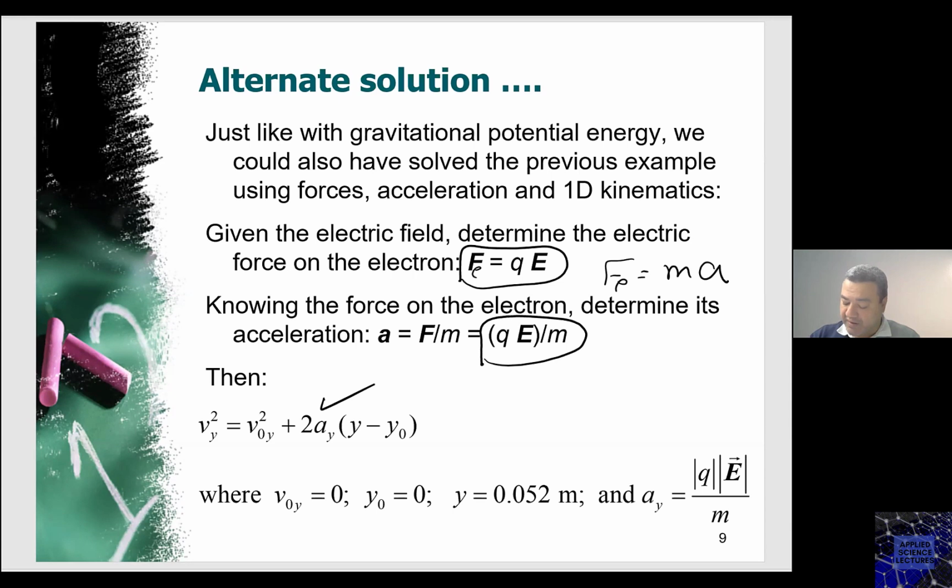Delta y is 5.2 centimeter, which is 0.052 meter. I found the acceleration, and based on my reference, the acceleration is positive. Delta y is positive. Starting from rest, I can calculate the velocity right before it hits the plate.